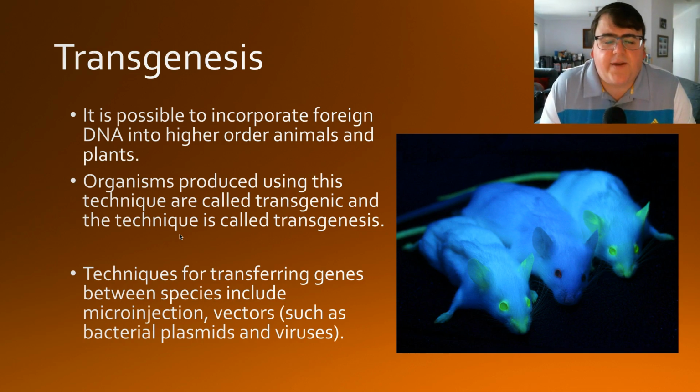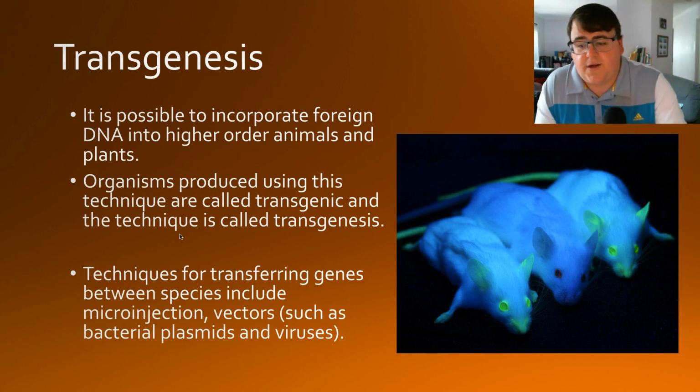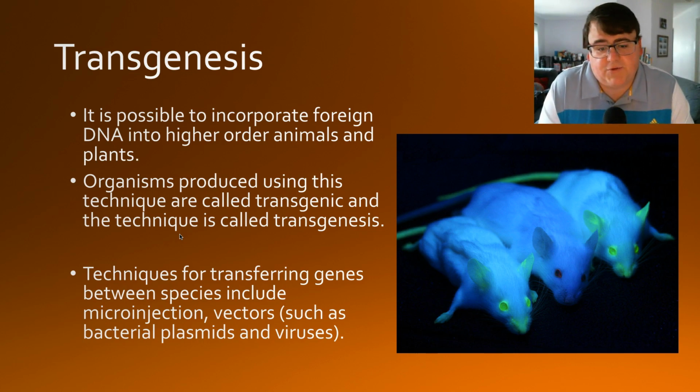Transgenesis. Okay, so whenever we take or create an organism with DNA from another organism, we call it a transgenic organism. Okay, and the process that we use to put the new gene into another organism is called transgenesis. So basically, gene from another organism. There are lots of different ways that we can do transgenesis. We can use microinjections, we can use vectors, and we can also use TI plasmids.